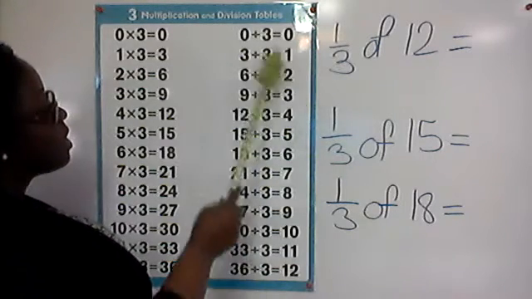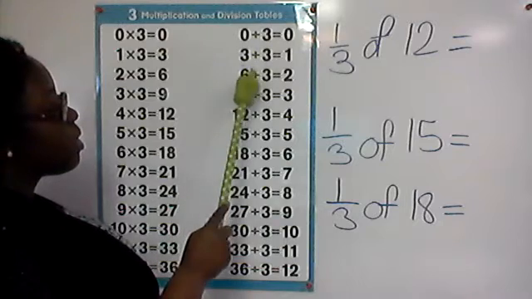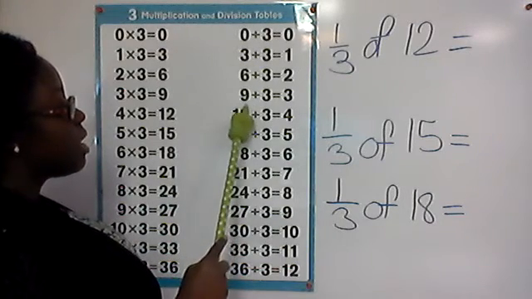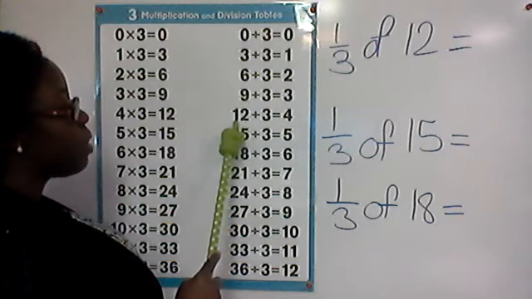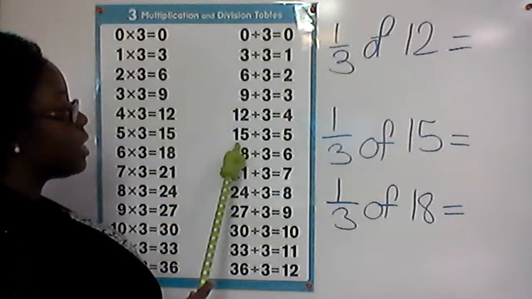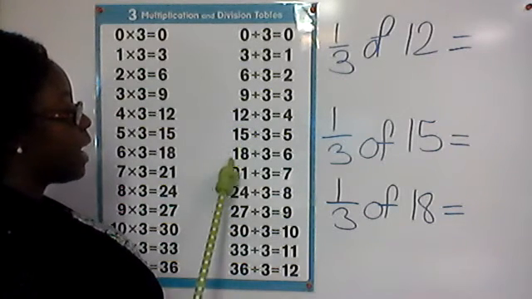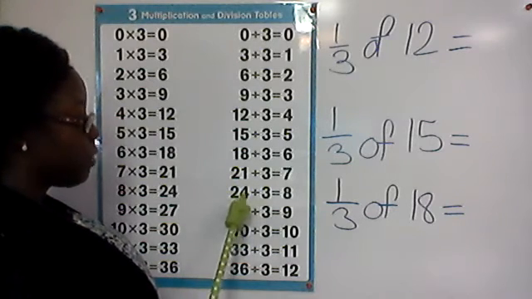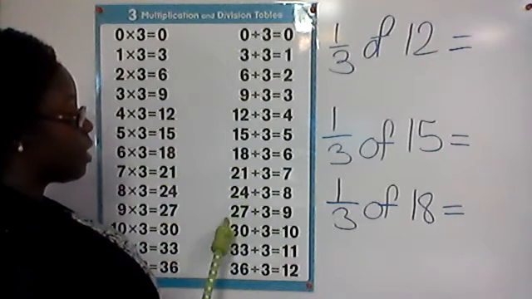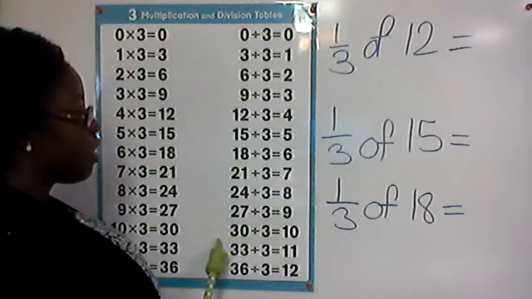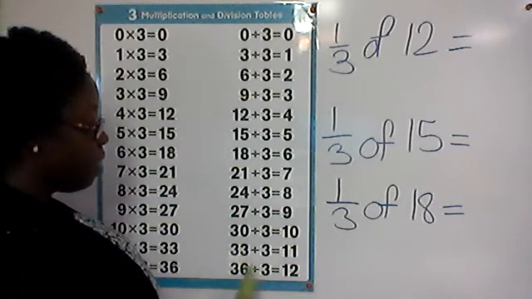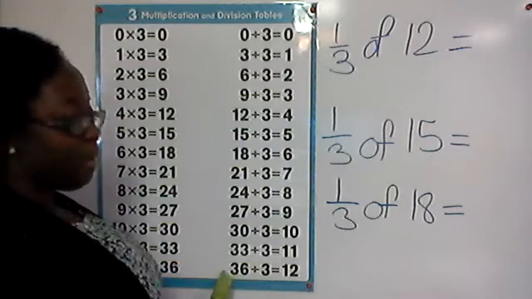One more time. 0 divided by 3 equals 0. 3 divided by 3 equals 1. 6 divided by 3 equals 2. 9 divided by 3 equals 3. 12 divided by 3 equals 4. 15 divided by 3 equals 5. 18 divided by 3 equals 6. 21 divided by 3 equals 7. 24 divided by 3 equals 8. 27 divided by 3 equals 9. 30 divided by 3 equals 10. 33 divided by 3 equals 11. 36 divided by 3 equals 12.